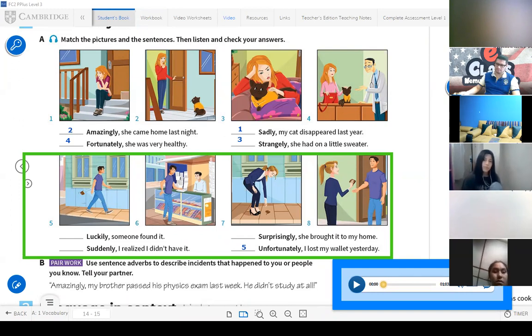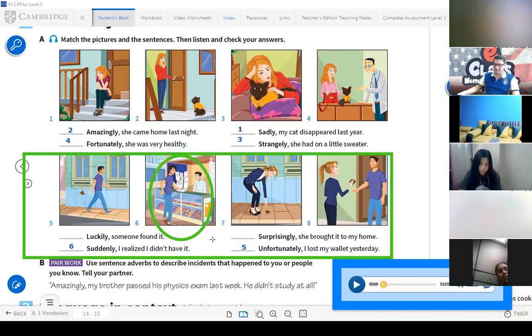Suddenly. Okay, very good. Suddenly, no? You say, suddenly I realize, no? Suddenly I realize I lost. No, sorry, I didn't have it. No, this, number 6, no? You have here, you follow the story, no?